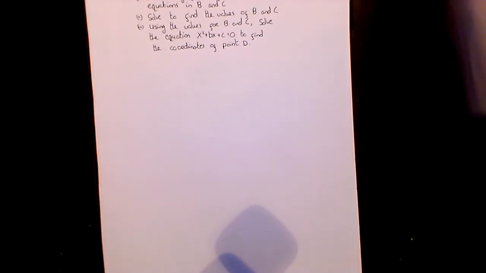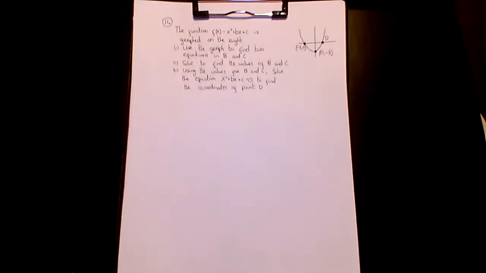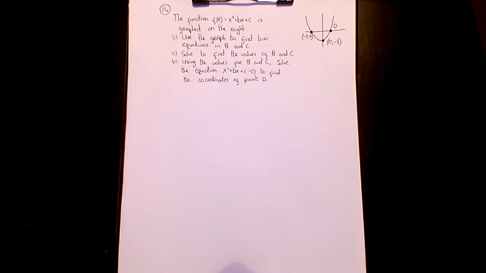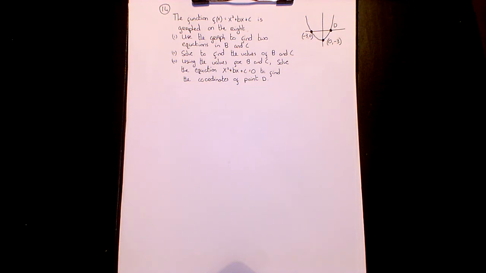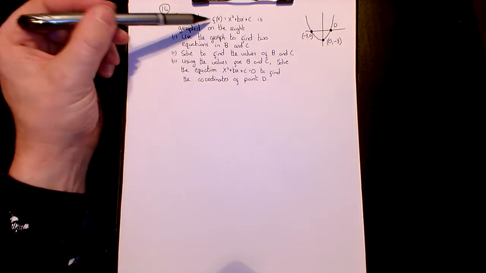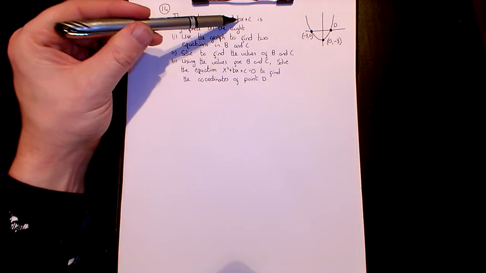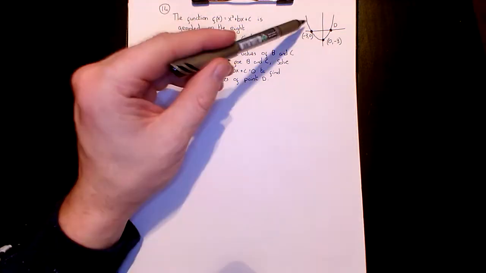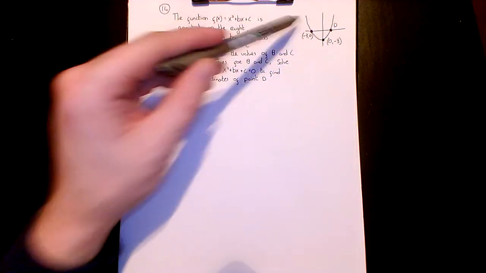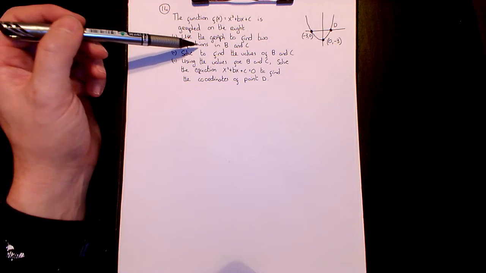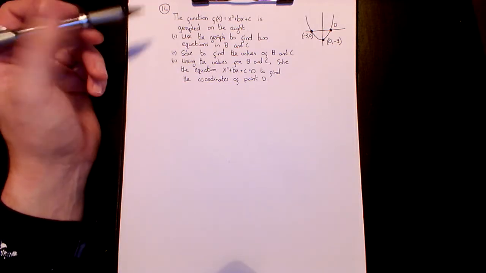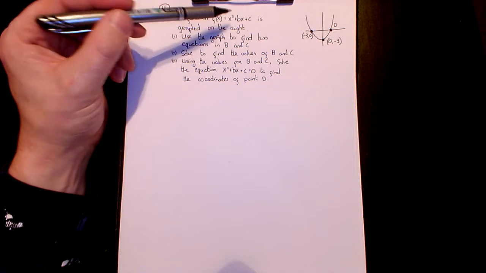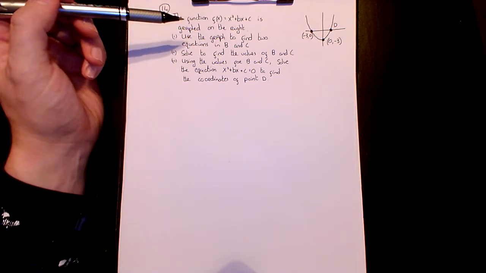Okay guys, so the next question is this. Let's get it right in the page. Okay, I hope you can see that. So this one says the function f(x) is x squared plus bx plus c, graphed on the right. So there it is. Use the graph to find two equations in b and c. Okay, so they want us again to find two equations with b and c in them.